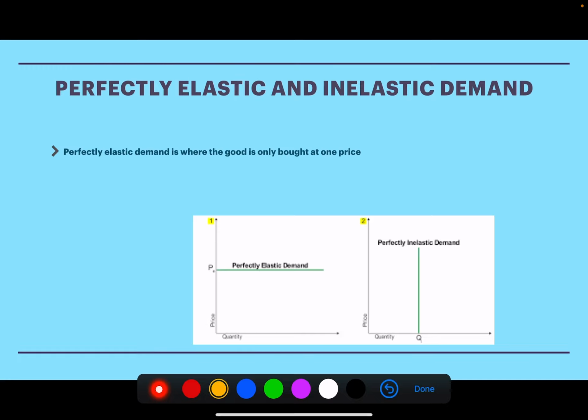So perfectly elastic is saying the good is only bought at one price. So here's the price, and if the price goes up, there'll be no demand. If the price goes down, there'll be no demand.